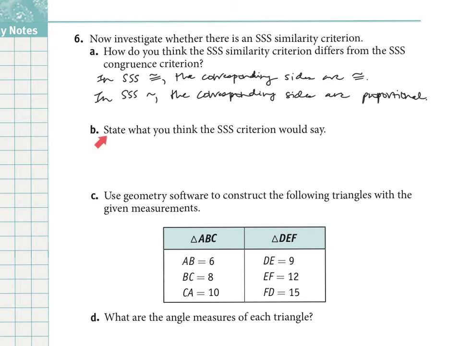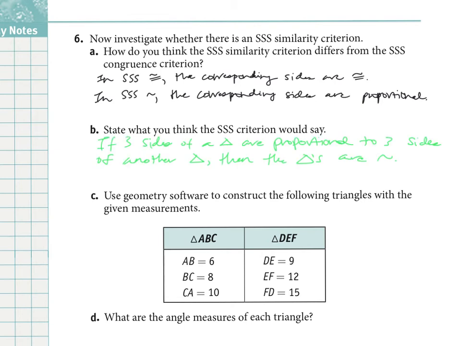All right. So now it's your turn again. I want you to go ahead and state what you think the SSS criterion would say. So we've already gone through AA criterion. We've already gone through SAS criterion for similarity. Now I want you to try SSS, or side, side, side. All right, here's what I wrote down. I said if three sides of a triangle are proportional to three sides of another triangle, then the triangles are congruent. Oops, sorry. Then the triangles are similar.